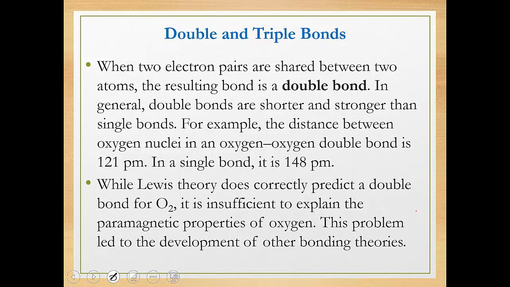All right, so just to reiterate what I was talking about. When you have 2 electron pairs being shared between 2 atoms, so a total of 4 electrons, 2 electron pairs is 4 electrons.